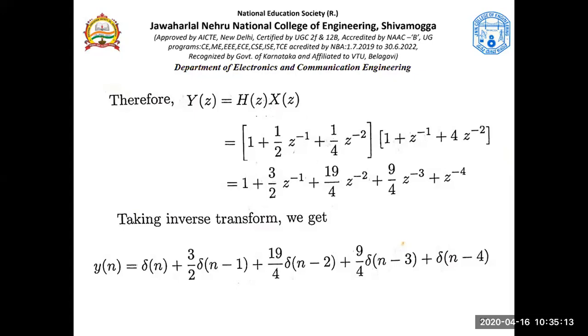Confused? Z by Z minus 1 is the Z transform of U of n or minus U of minus n minus 1. For both U of n and minus U of minus n minus 1, it is Z by Z minus 1. Where is the difference then? The difference is in region of convergence. Understand that point? So the difference is in region of convergence. So we need to understand region of convergence and then come back.